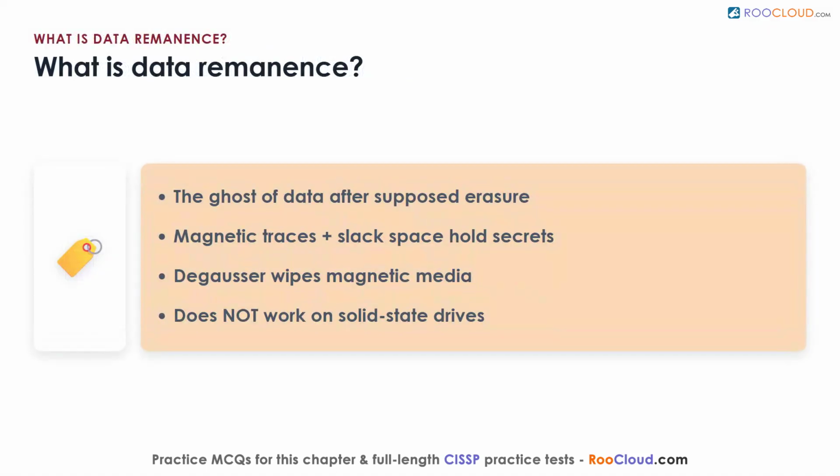What is data remanence, and how do you eliminate it? It is the ghost of data that survives after supposed erasure. On a spinning drive, faint magnetic traces and leftover slack space can still hold secrets. Slack space is the unused tail of a storage cluster, and it may pull old fragments from memory. Even careful overwriting can leave whispers that forensic tools can recover. For magnetic media, a degausser scrambles the magnetic field and wipes it clean, but a degausser does nothing for a solid-state drive, so those often need physical destruction.